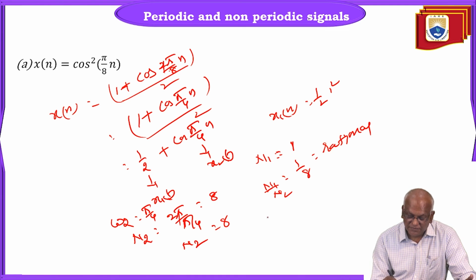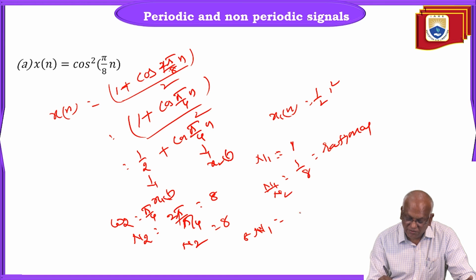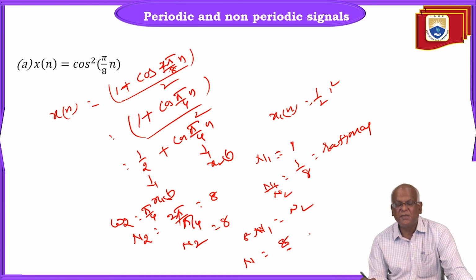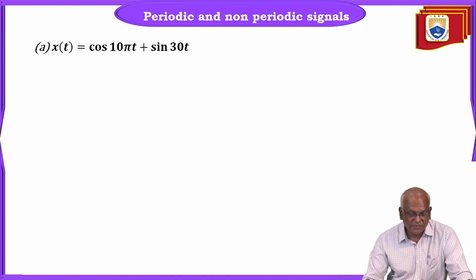Now what is the period? We can do the cross multiplication. 8 N1 equal to N2. That is equal to N. N equal to 8. This N equal to 8 is the period of the given signal.